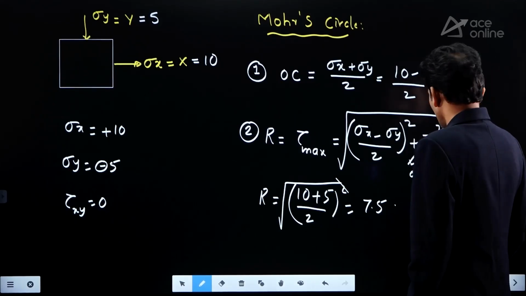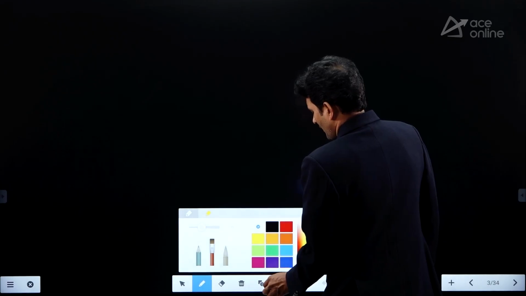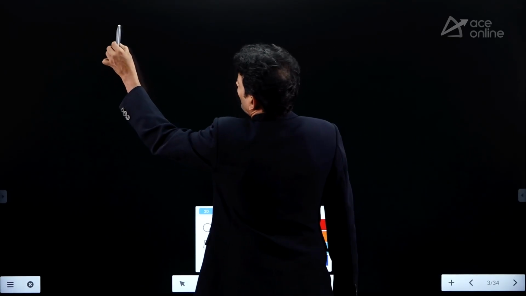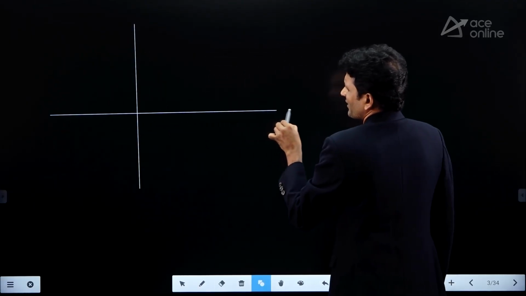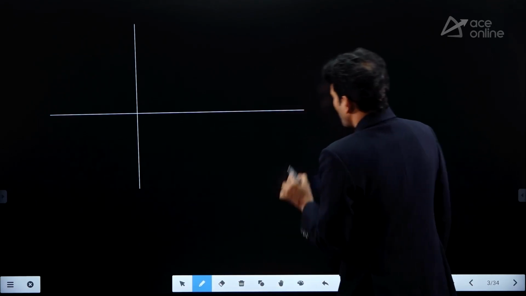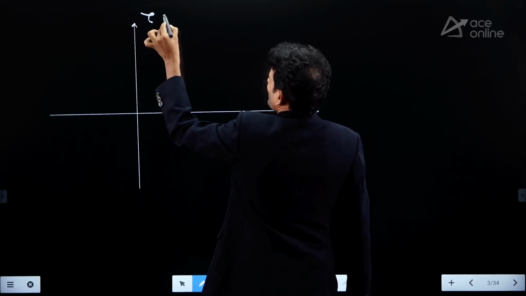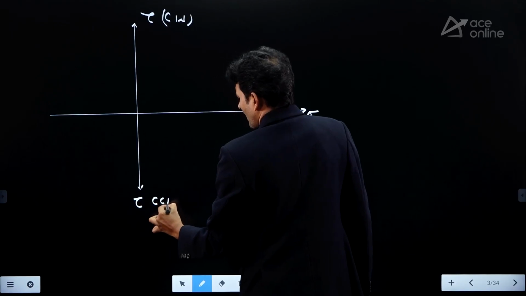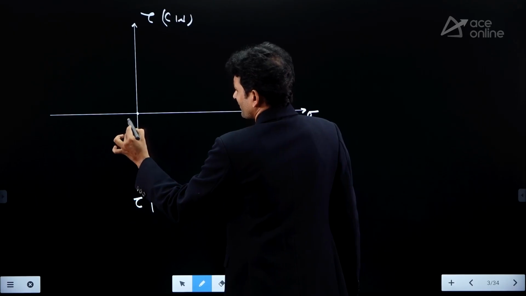With this information, when I try to plot the circle, how it could be is, when I am plotting the Mohr circle, on x-axis we are taking normal stresses, on y-axis we are taking shear. Very good. Here we are having normal stress. On this side shear with clockwise sense, and this side shear with the anti-clockwise sense. This is the origin point.